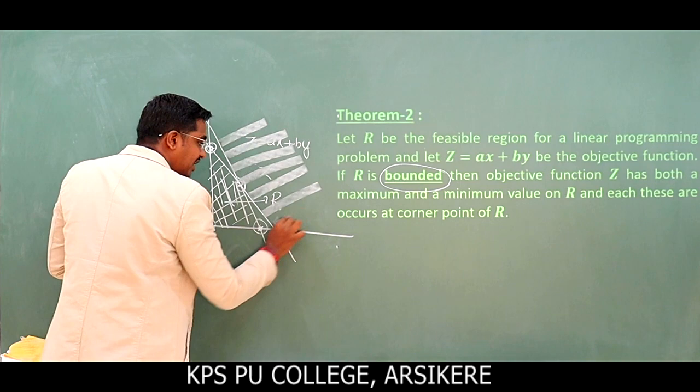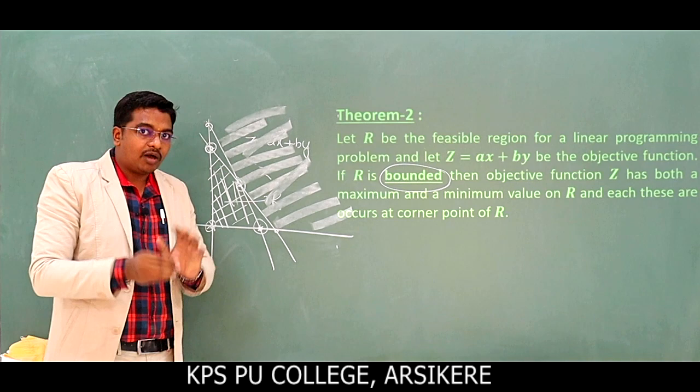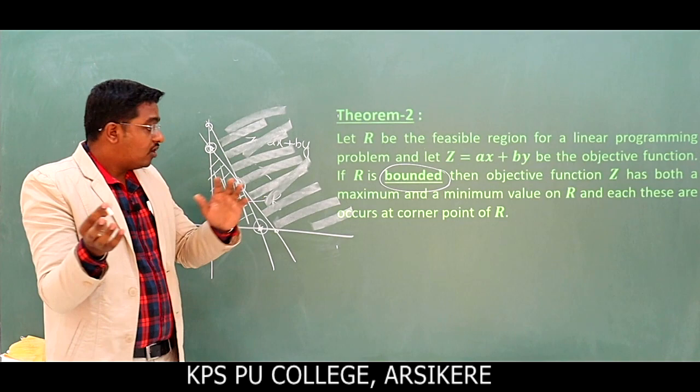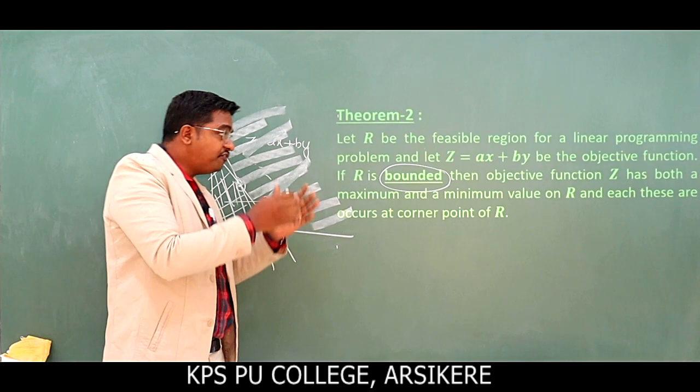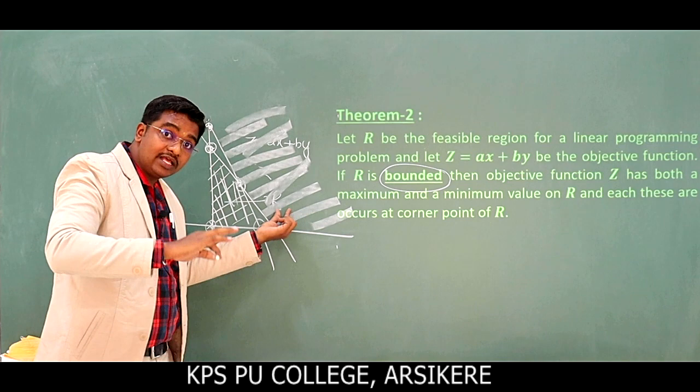So this is your region. Suppose the region is unbounded, then the objective function may not have an optimal value, maximum or minimum value. If it exists, it occurs at the corner point of the feasible region. Clear? The feasible region may be bounded or it may be unbounded. In both cases, maximum or minimum value may occur.